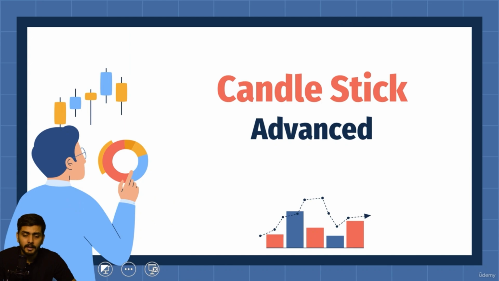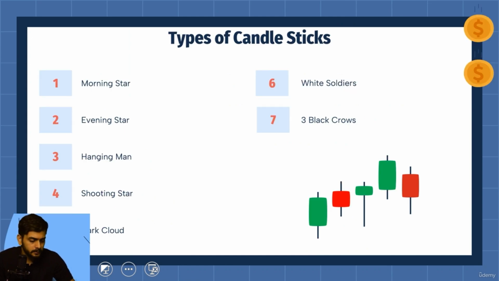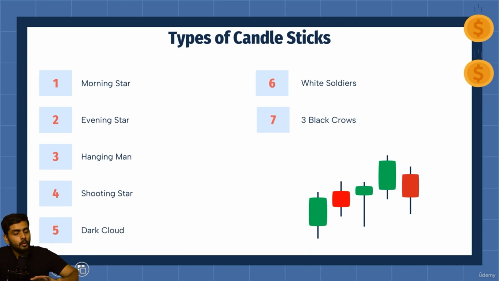First thing, candlestick advance. There are a few types of candles. If I take you to the new slide, see: morning star, evening star, hanging man, shooting star, dark cloud, white soldiers, and three black crows. Overall, these patterns are generally a combination of candlesticks. If you find any of these presenting themselves, you will get an entry or an exit. Okay, in this class we will be studying morning star.